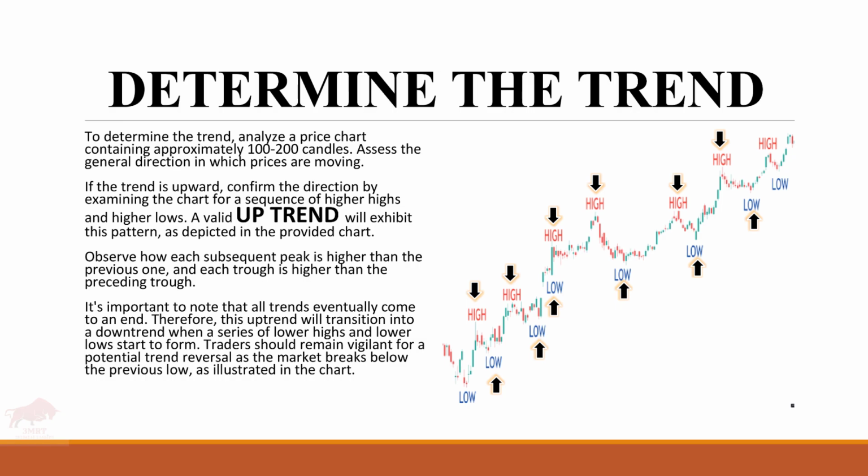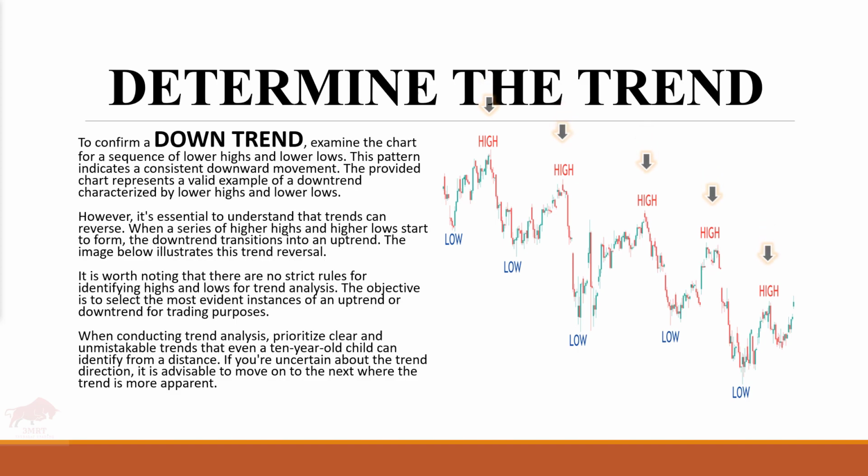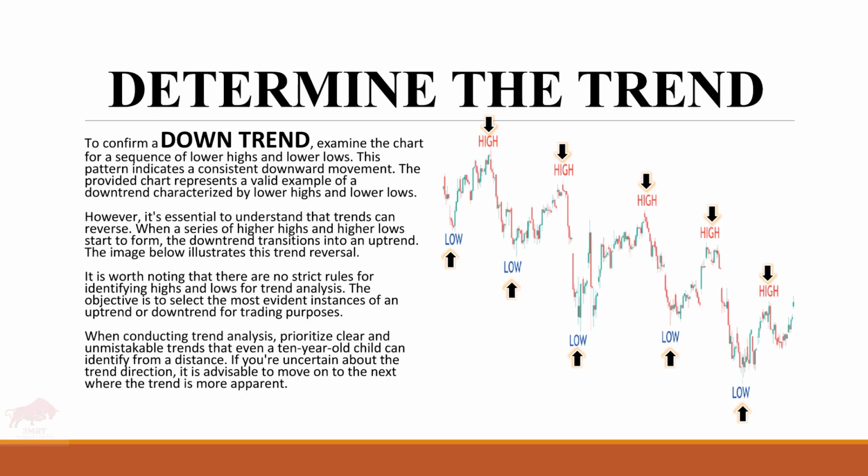It is important to note that all trends eventually come to an end. Therefore, this uptrend will transform into a downtrend when a series of lower highs and lower lows start to form. Lower highs indicate the declining peaks reached by the price, while lower lows represent the decreasing troughs. Connecting these lower highs with a trend line helps visualize and confirm the downtrend movement.